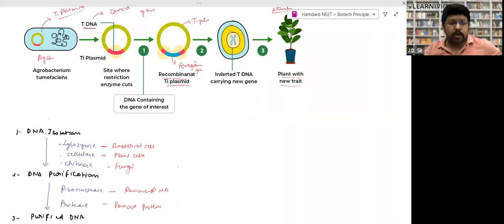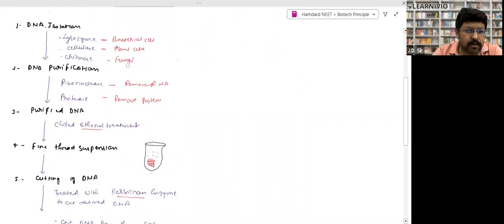And this is the way to make the notes. This is the way to make the notes. Please take the screenshot if you haven't taken.